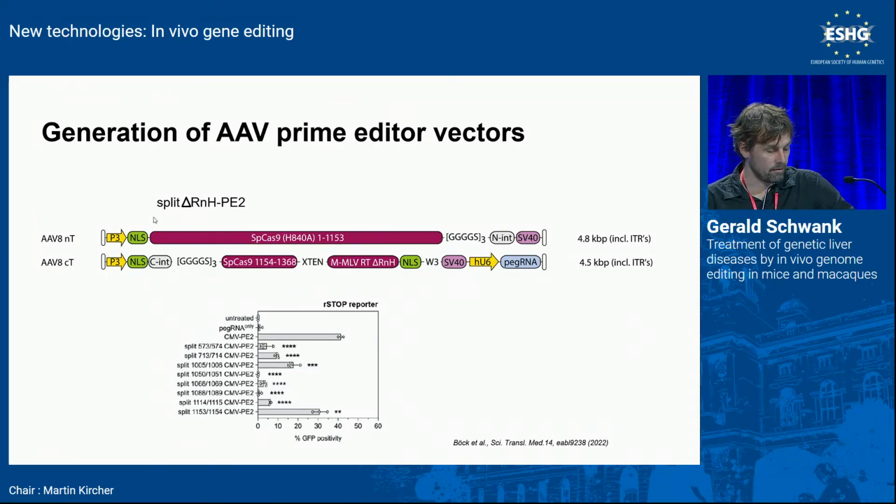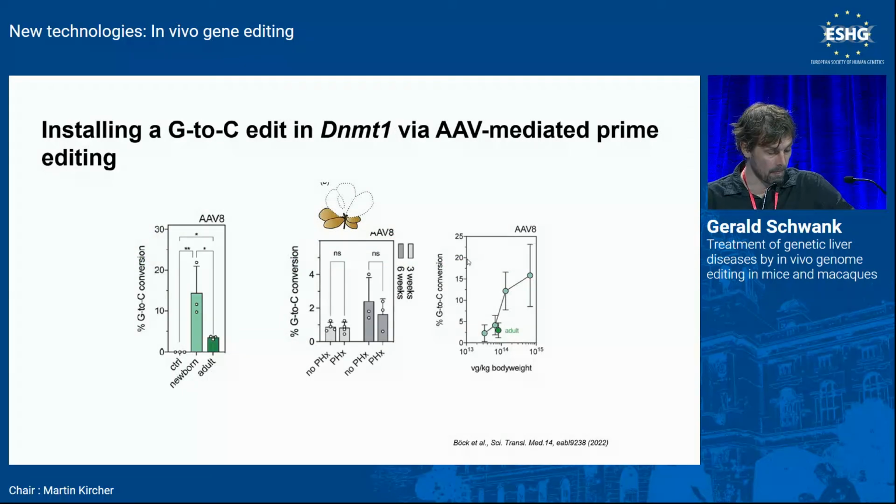So we kind of had to first split this prime editor in 2 parts using a transplicing system. It's an intein transplicing system, where basically we then expressed the N-terminal part from one AAV and the C-terminal part from another AAV. So with this system, it just fitted on 2 AAVs. And what we then first did is we introduced a silent G to C mutation in the DNMT1 locus.